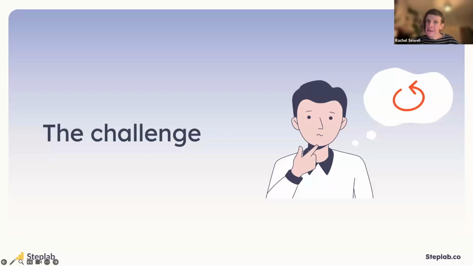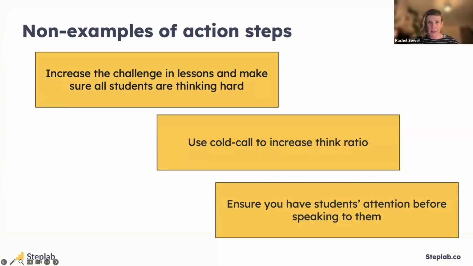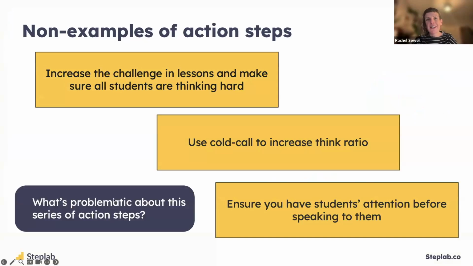So why is it difficult to set really good targets or really good steps for our coachees? I'm going to show you some non-examples. And then Zach and Shauna, really interested in your thoughts. Let's chat about this. Why do you think these are non-examples of targets or action steps? If I set these for my coachee, what might the problem be?